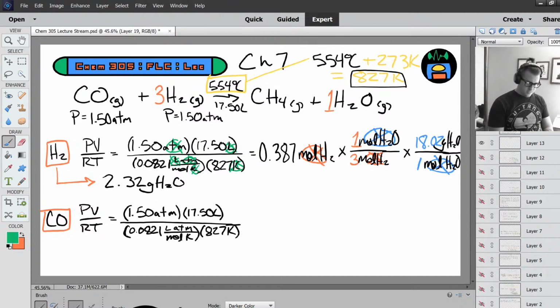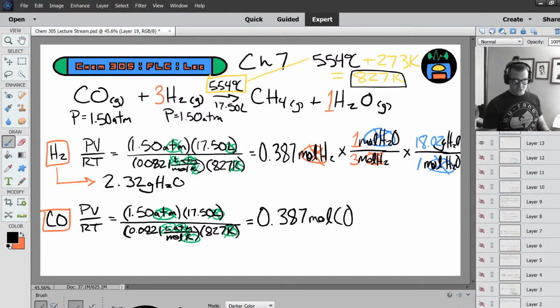And again, everything cancels that needs to cancel. Liters, atmospheres, and Kelvin. You crunch our numbers, it turns out we have the same initial number of moles of carbon monoxide, and that should make sense because we have the same initial partial pressure. These numbers are the same because these numbers are the same. We know that partial pressure, pressure of a gas, and moles of a gas are directly proportional.